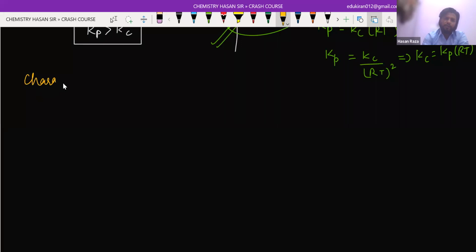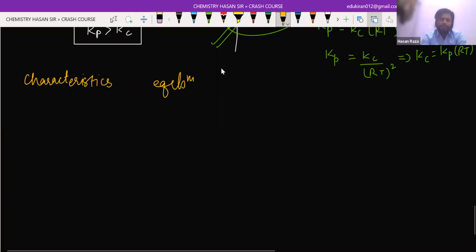The last topic for today is characteristics of equilibrium constant. Characteristics, not for. Characteristics of equilibrium constant.